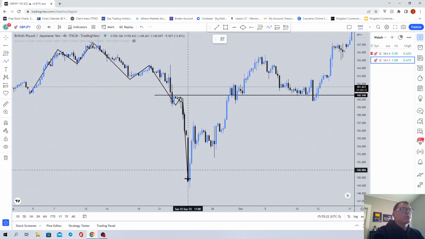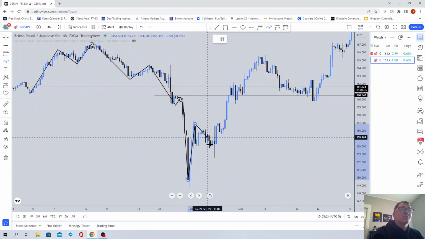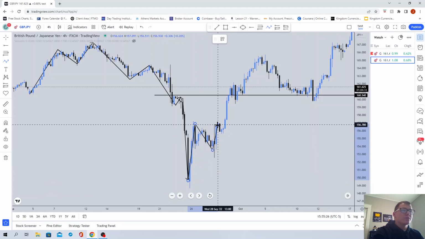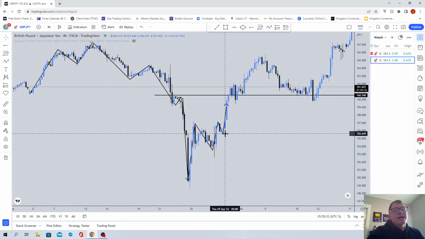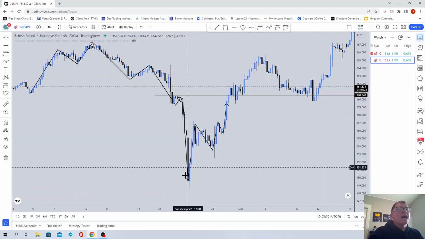Now, obviously, as you can see right here, we get something that could be really confusing for most traders. We get something that looks like this. So at this point, in my ideologies on market structure, I am still bearish.